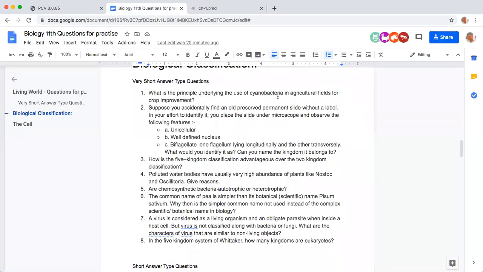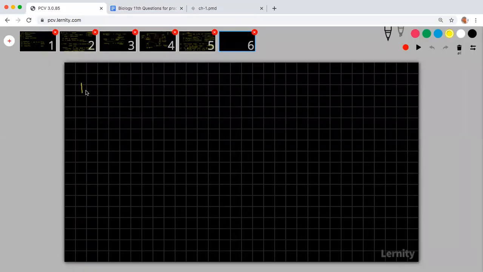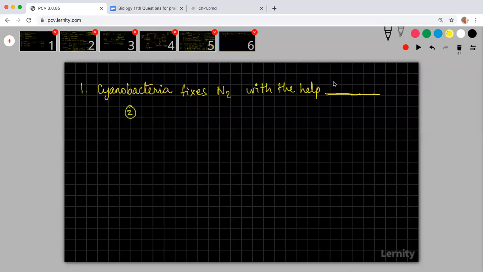What is the principle underlying the use of cyanobacteria? Cyanobacteria fixes atmospheric nitrogen. Cyanobacteria will fix what? Fixes nitrogen with the help of some structure. What is the structure called? With the help of dash. Heterocyst.